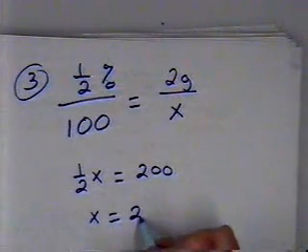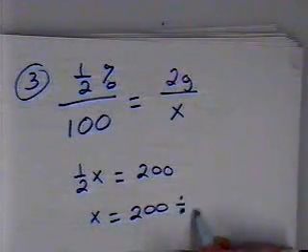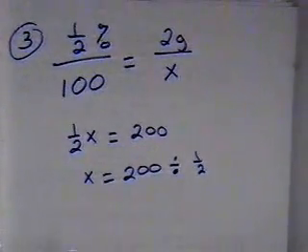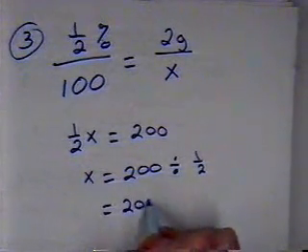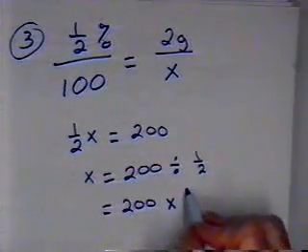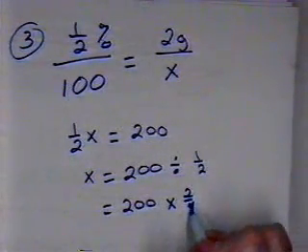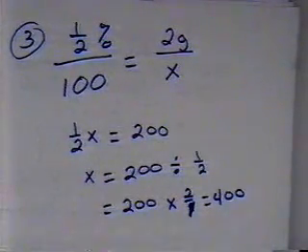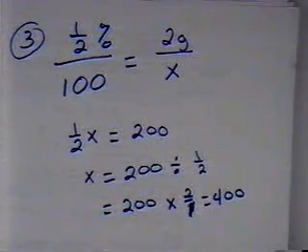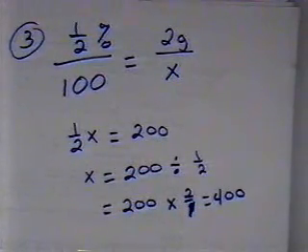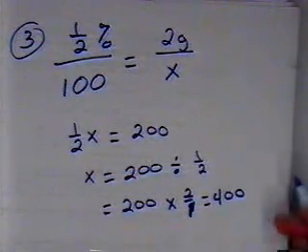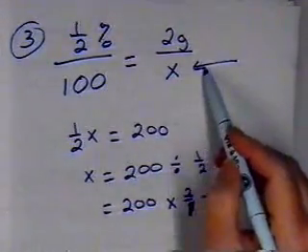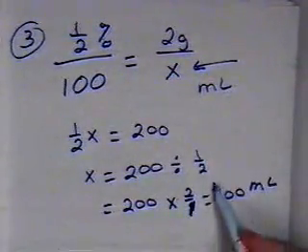Now here I have to be careful with the division. You're dividing by the 1/2. Dividing by the 1/2 says to multiply times 2. And it's 400 what? Milliliters. It's milliliters because that's the only thing you can have here is milliliters.